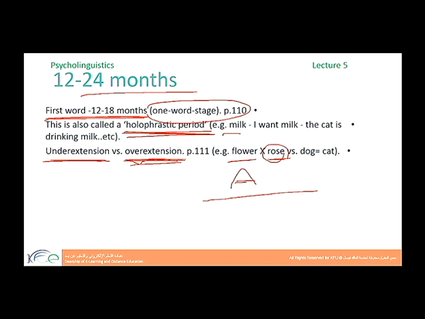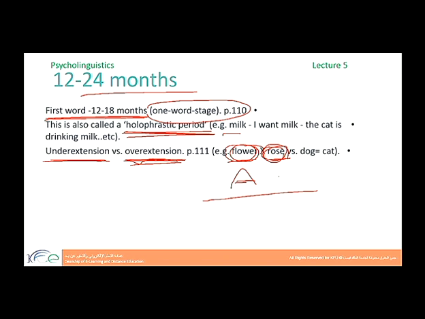But then the child is presented with a tulip. Tulip is a different kind of flower. The child might know the word rose, flower, but is unable to extend the meaning of flower or rose to the tulip. So the tulip is still a flower. But when you ask that child, what is that? And you present him or her with a tulip, they might not be able to say flower or rose. So they might not extend the meaning flower to the tulip, even though tulip is one type of flowers.